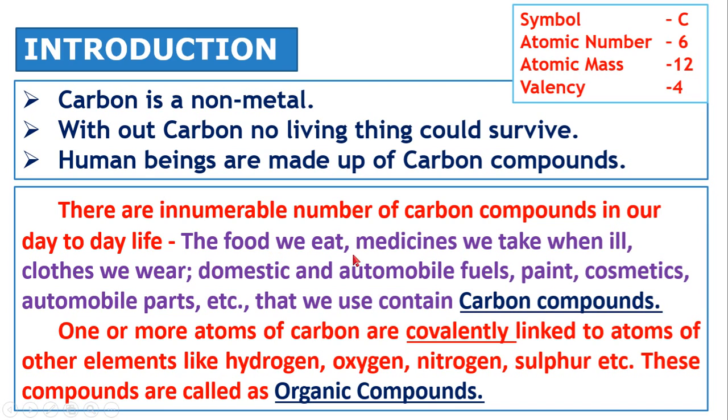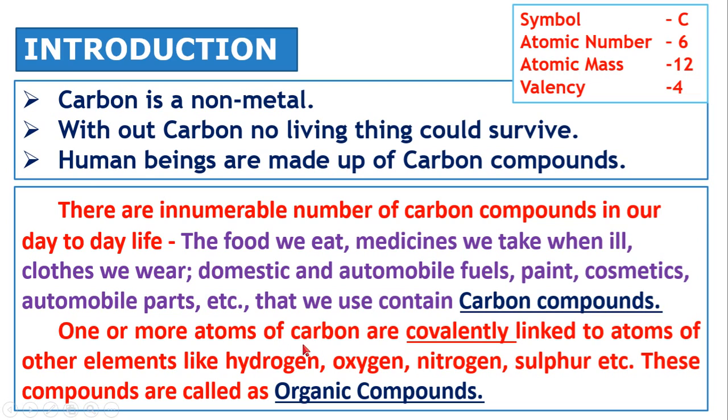The food we eat, medicines we take when ill, clothes we wear, domestic and automobile fuels, paints, cosmetics, automobile parts, etc. all contain carbon compounds. So the carbon compounds, carbon means C, are CO, carbon monoxide, CO2, carbon dioxide, CCl4, carbon tetrachloride. These compounds are called carbon compounds.